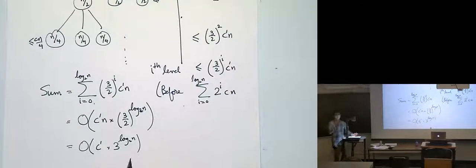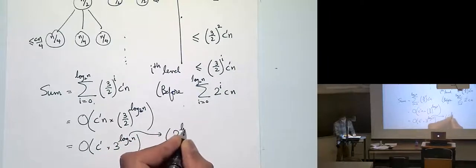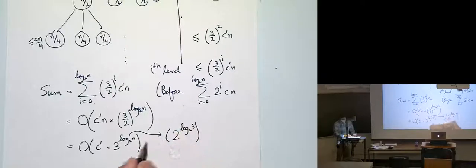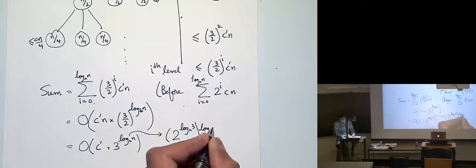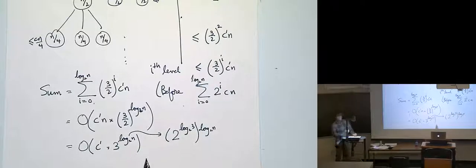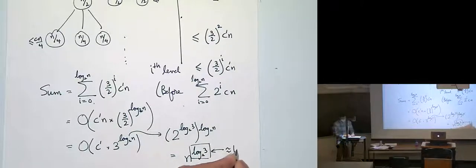Let's write this in a form that is more convenient for us. I can write 3 as 2 to the log base 2 of 3, all to the log base 2 n. I'm just writing 3 as 2 to the log base 2 of 3. Switching things around, I get n to the log base 2 of 3. Now this is something like 1.58.